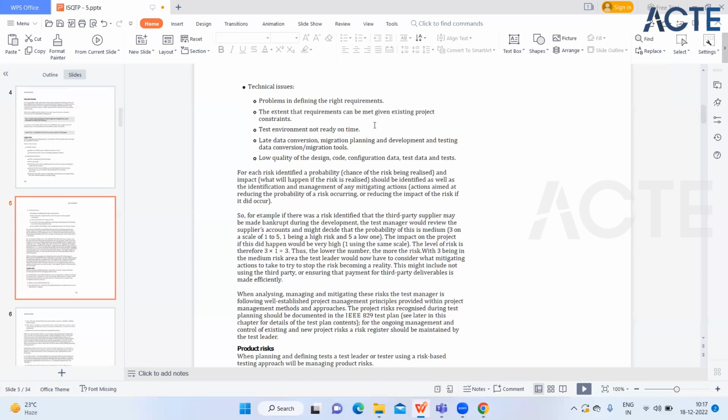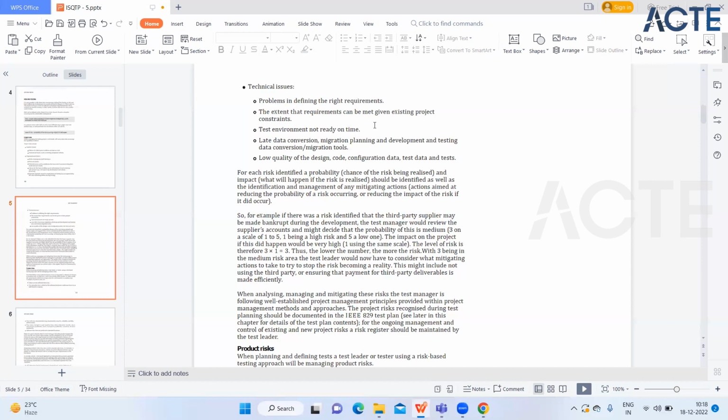the delivery. Now, late data conversion, migration planning and development and testing of data conversion, migration tools. So everything will come under this technical issues project risk only. For example, you have to do the testing, but migration is not done properly. They have not made any plan, and they are just migrating code from one environment to another environment, and there may be some technical issue in that environment. So definitely it's a kind of migration planning risk.